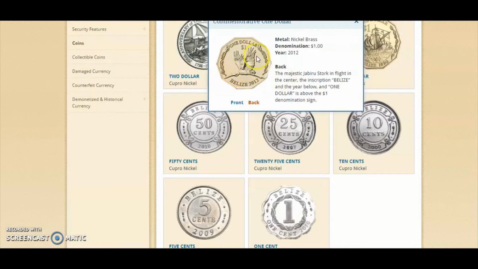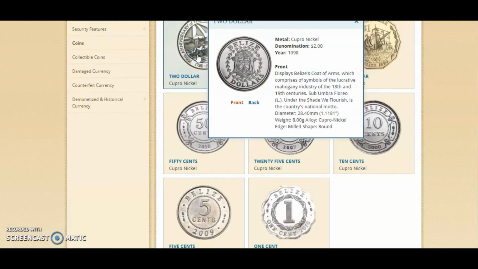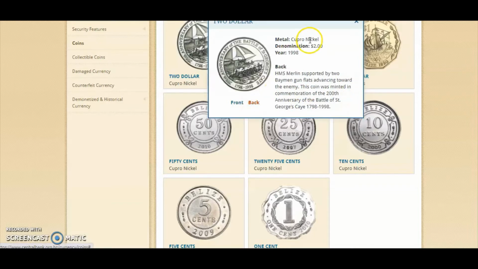And then this little symbol here is the majestic Jabiru Stork in flight in the center. So let's look at how the $2 bills used to look. At the front, it had the coat of arms. You recognize that? Belize, and then $2. The coat of arms is a symbol that represents what people used to do back in the days, the mahogany industry. And remember our theme here that's also on the flag, Sub Umbra Floreo, means under the shade I flourish. And let's take a look at the back of that.